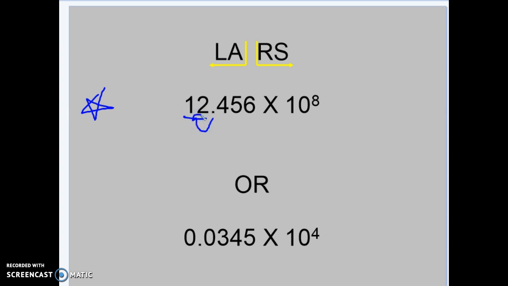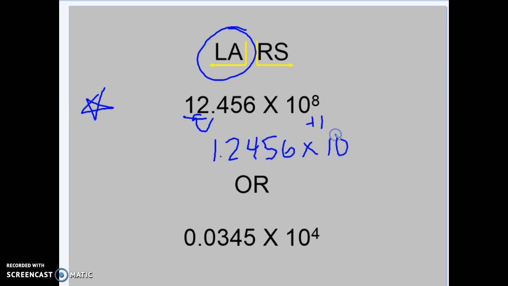If you move it 1 to the left, you add 1 to your exponent. So that's where the left add, the LA, comes from, the left add. You move it to the left, you add 1 to the exponent. So now scientific notation would be 1.2456 times 10, not to the 8th, but to the 9th, because you add 1 to what you already had.